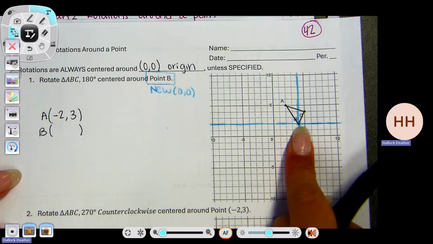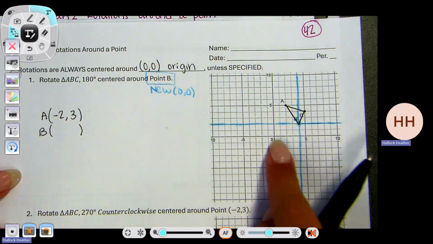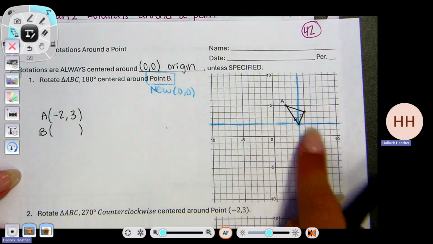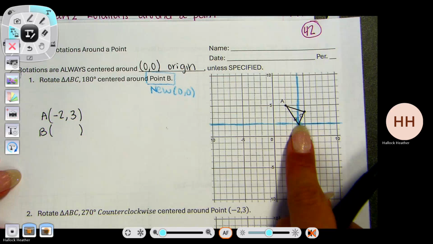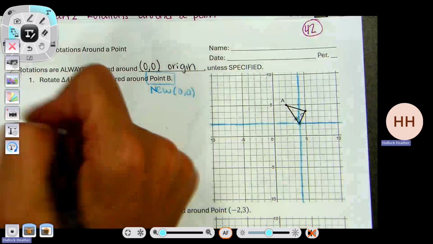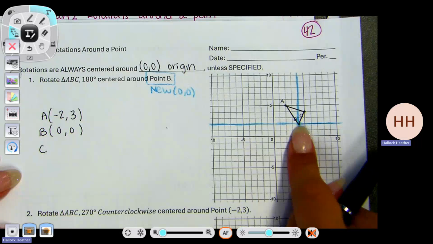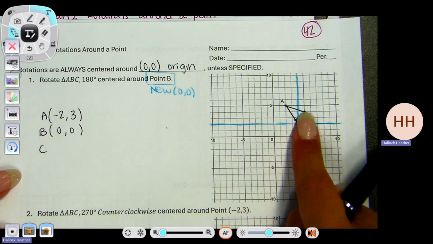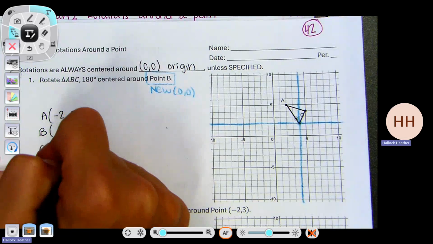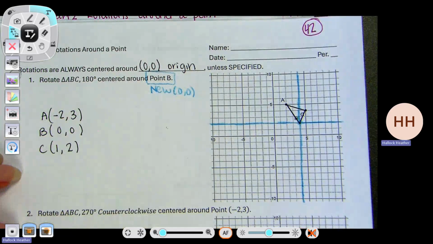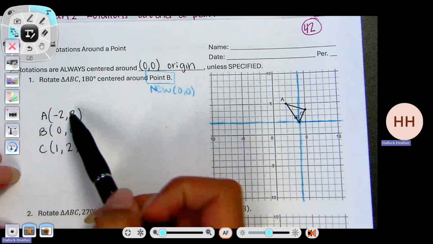Okay. B, based on the new origin, the old one would be like 4, 2, but now it's over here. So what is that? 0, 0, because that's the turning point. So 0, 0 is there. And then C would be what? 1, 2.